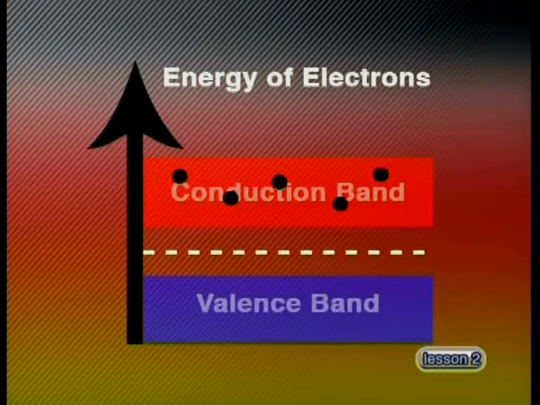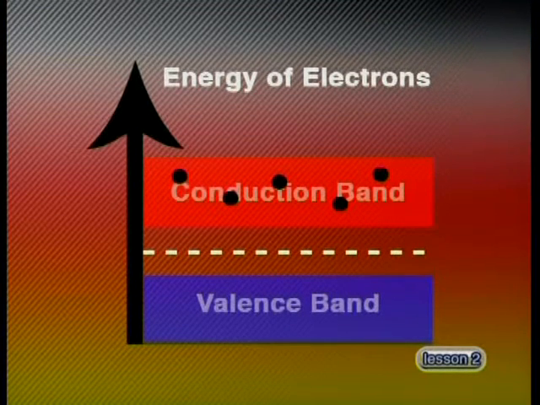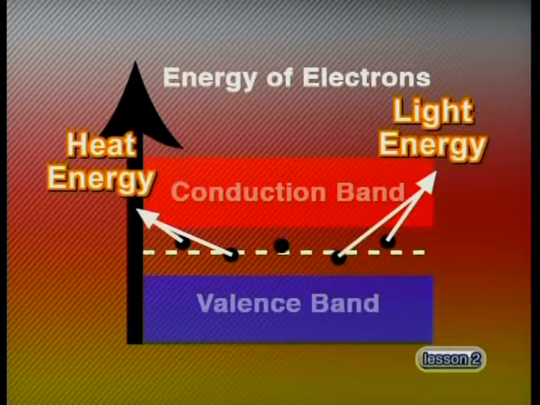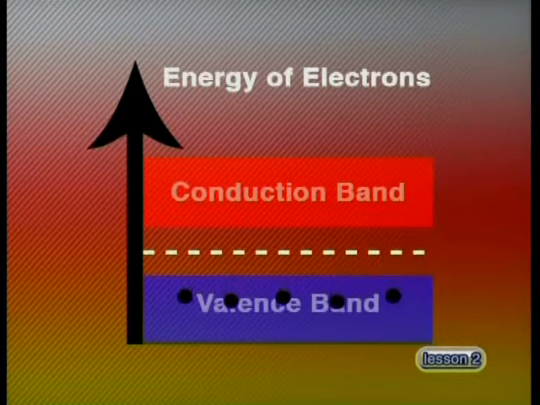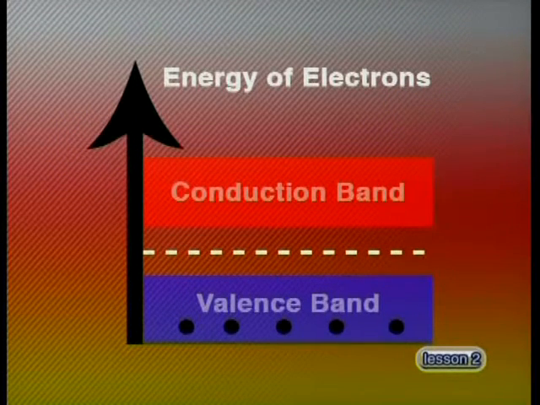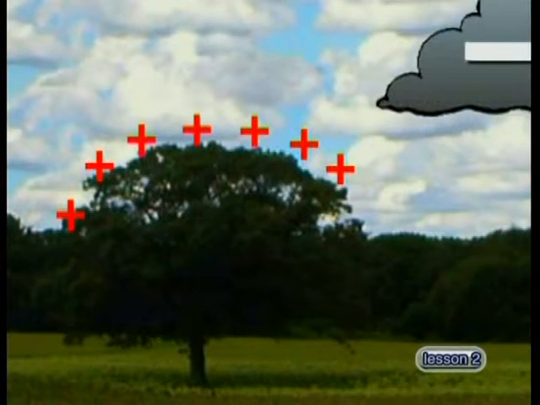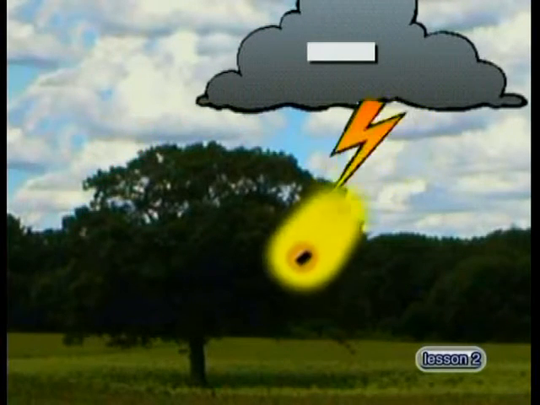However, these electrons can't stay in the conduction band for very long. They return to the valence band and release the energy they gained in the form of heat or light. We see this release of energy as a spark. A good example of naturally occurring electrical breakdown is a lightning strike.